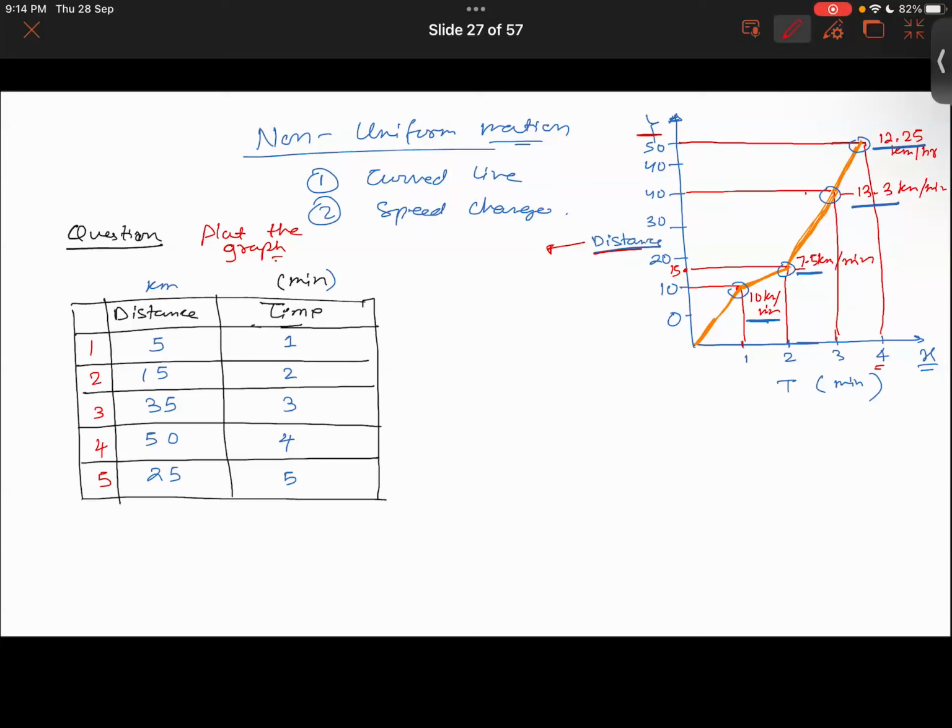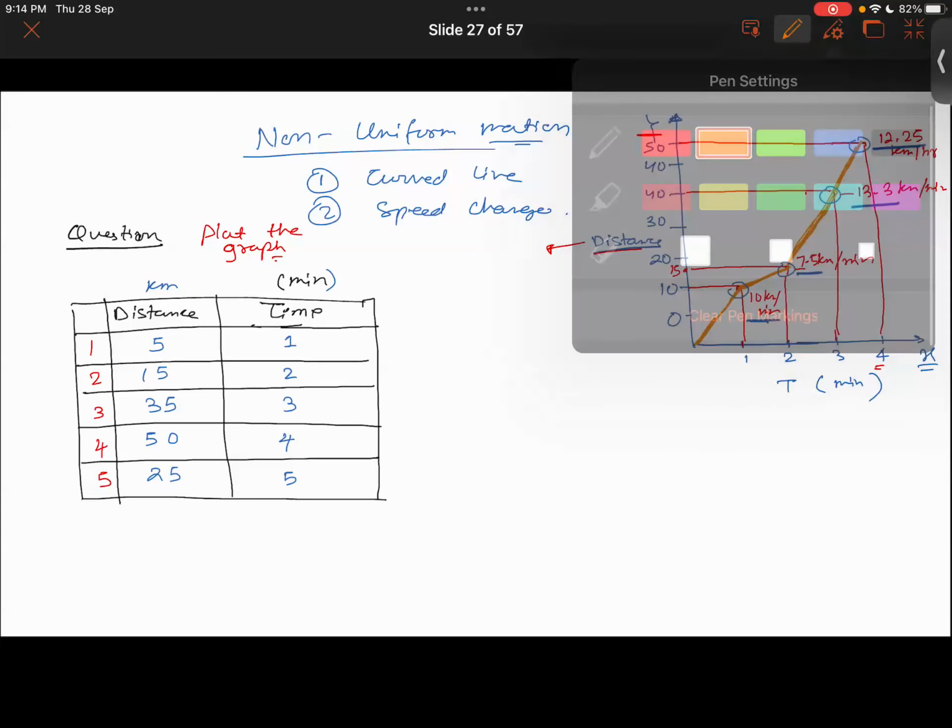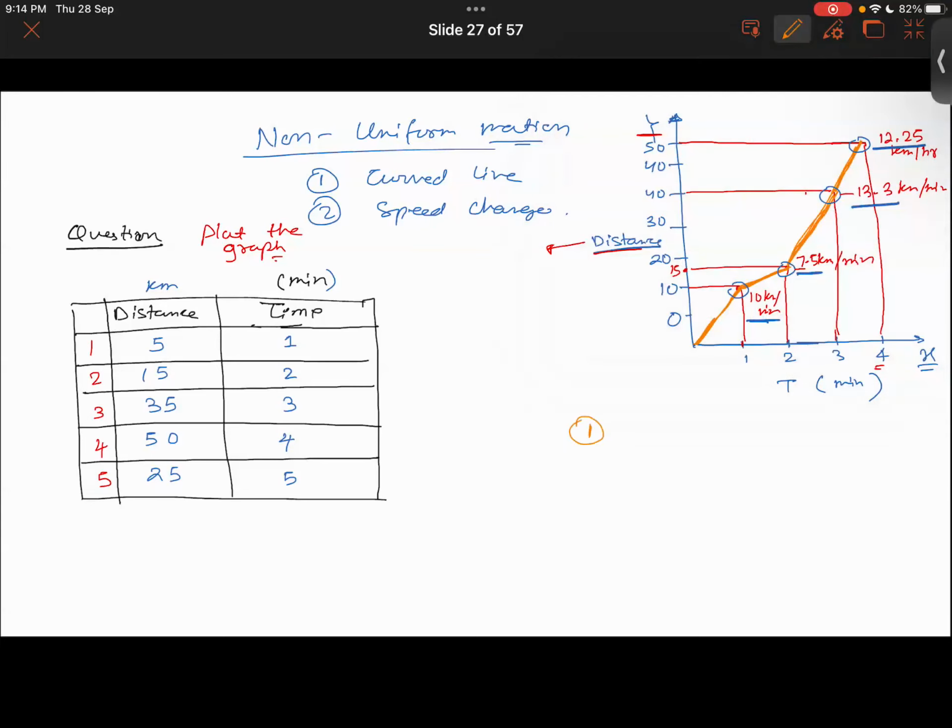Once again, let me revise the points you need to take care of while you are plotting the graph. First thing is that plot the x and y axis carefully. The values on the x and y axis have to be plotted carefully. Then take the appropriate scale. Third thing is meet the lines. Now, perpendicular lines have to be met. Then fourth, connect the dots. Okay.